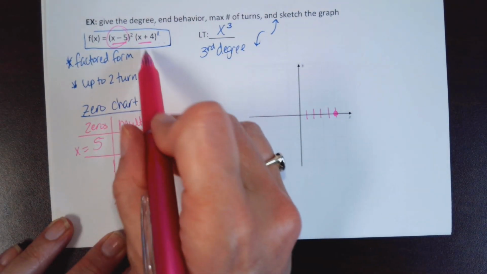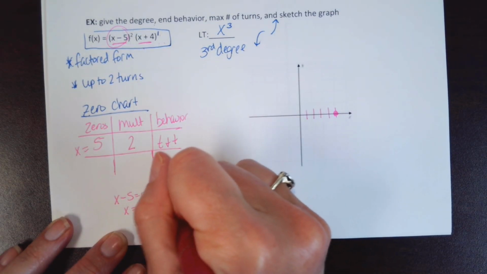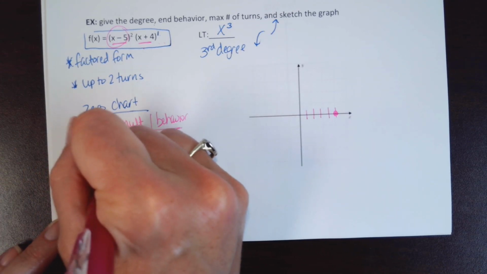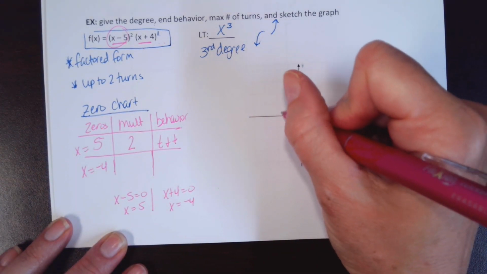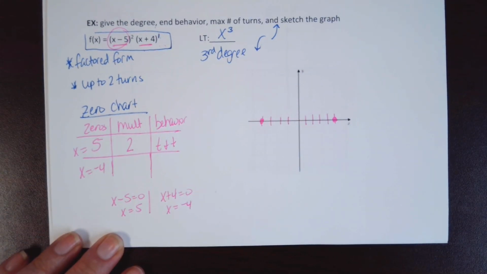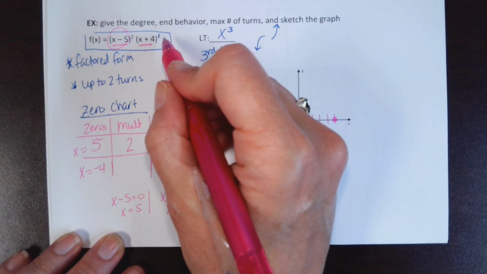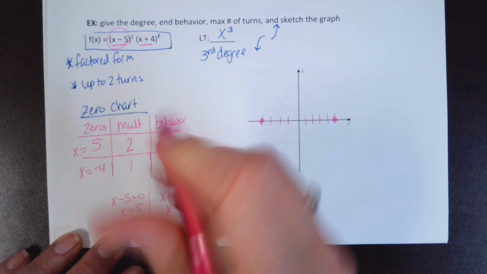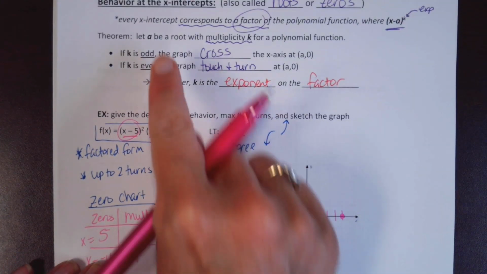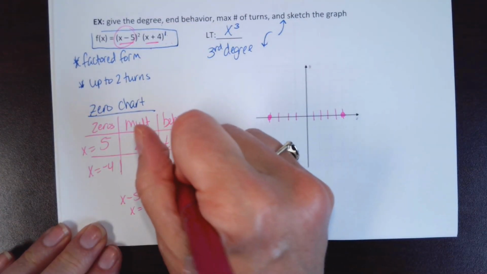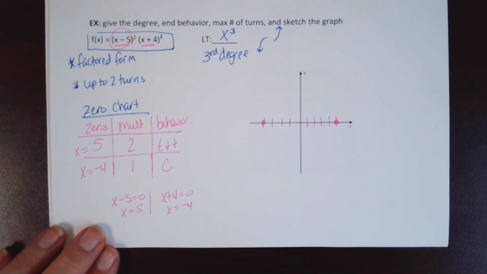My other root, if I set x plus 4 equal to 0 and solve, I get x is negative 4. That's the other value, 1, 2, 3, 4, where my graph is going to hit the x-axis at negative 4. Well, multiplicity on this factor is just 1. It's understood. 1 is odd. Where my multiplicity is odd, the graph is going to cross the x-axis there. So it's going to cross. I'm just going to put a C for cross.